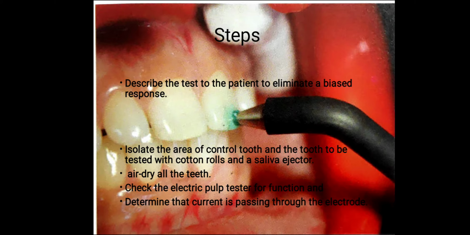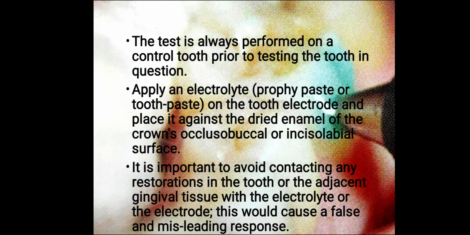We definitely need to check the functioning of the electric pulp tester and determine whether the current is passing through the electrode. Now, the test is performed, first on the control tooth and then on the tooth in question. The test is always performed on the control tooth prior to the tooth in question.